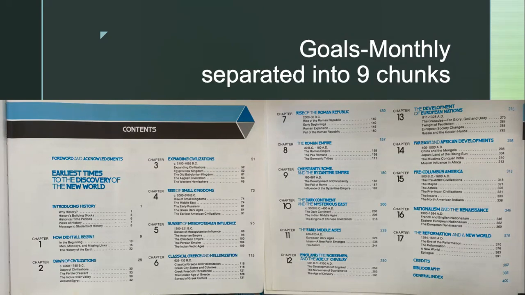Separating it into 9 chunks is actually pretty easy. There are 17 chapters, which is one short of 2 chapters a month, and there's reasons for that. So we're going to just do basically 2 chapters a month until we get to the end. And each of these arrows shows you a monthly goal.